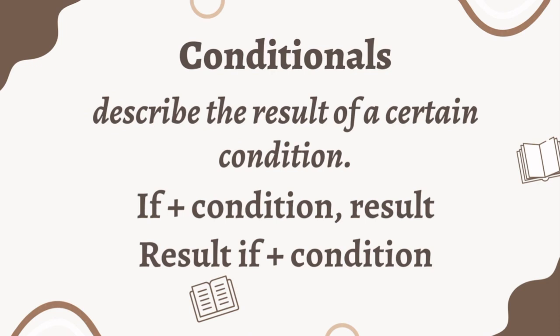The order of the clauses doesn't change the meaning, so we can say the condition first and then the result, or the result first and then the condition. If we say the condition first, we should divide the two parts with a comma. And we don't need a comma if the result goes first.